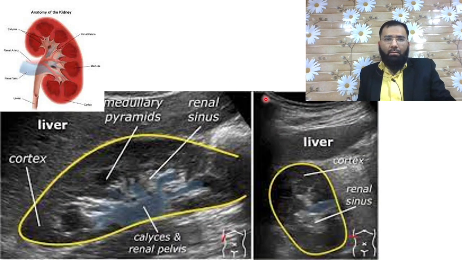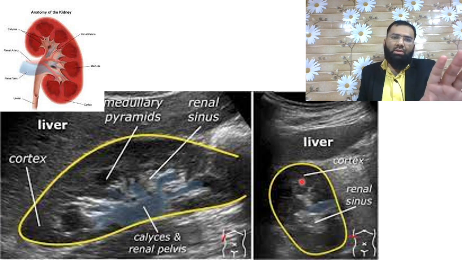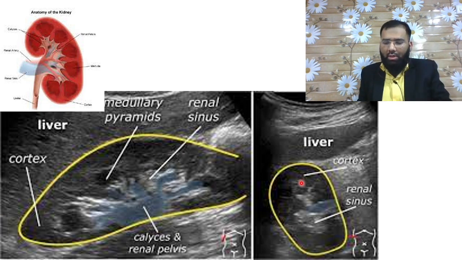Now again, to simplify the anatomy, these are all renal medullary pyramids. Outside there lies the cortex. Then you can see the minor calyces. They turn into major calyces and then join together to form the renal pelvis. So this is a longitudinal section. Again, this is a transverse section of the human kidney on ultrasound.